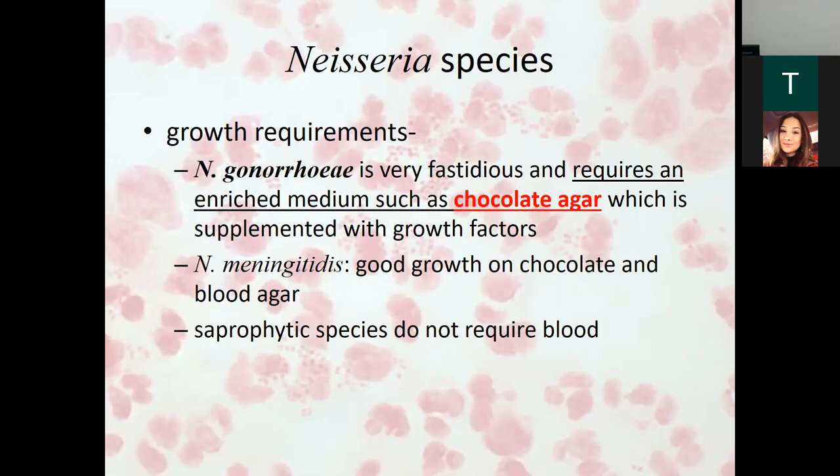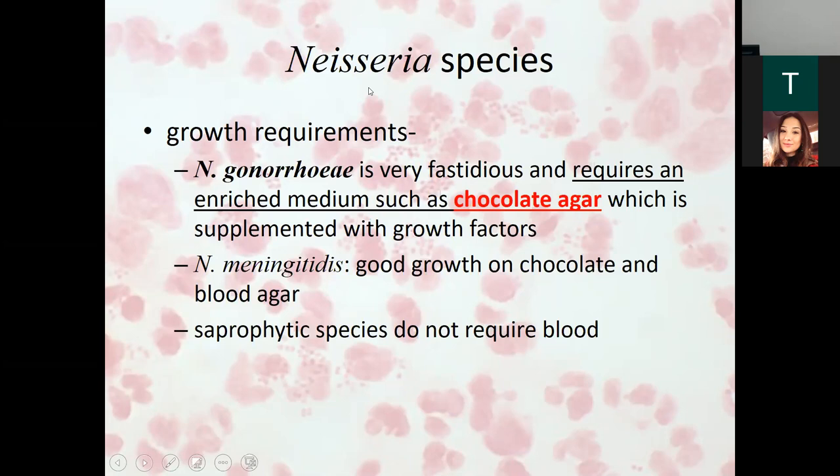So chocolate agar, that next agar that we hadn't played with. Have we played with chocolate yet? What did we have on chocolate? We did a staph on chocolate. Neisseria gonorrhoeae needs chocolate because chocolate is supplemented with growth factors. Meningitidis will have good growth on chocolate and blood agar.